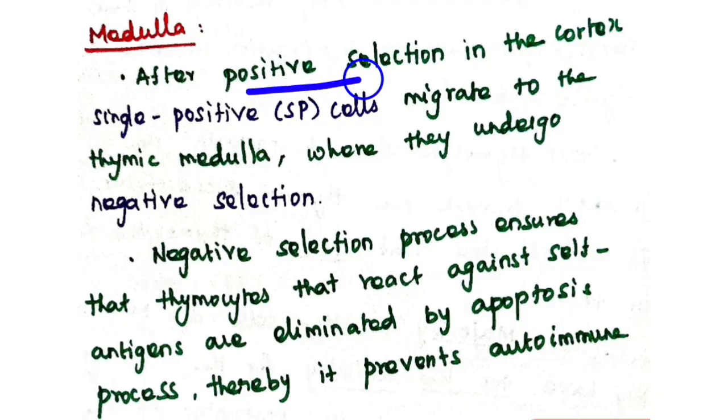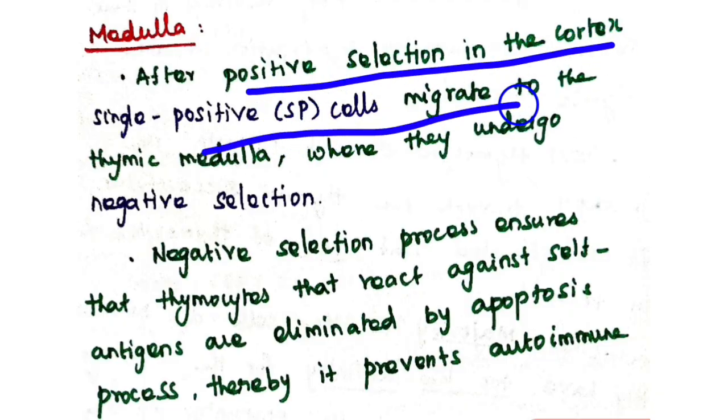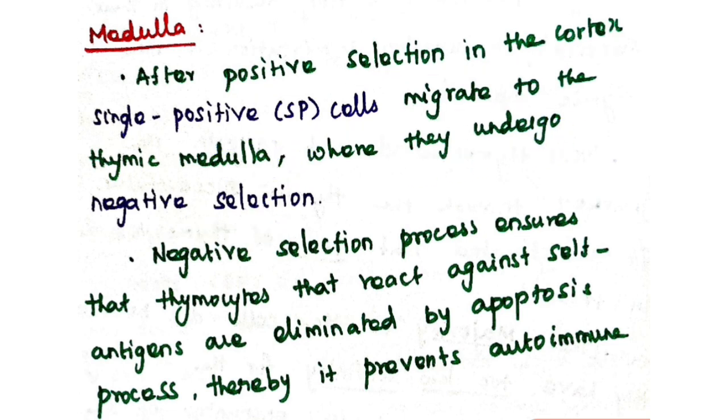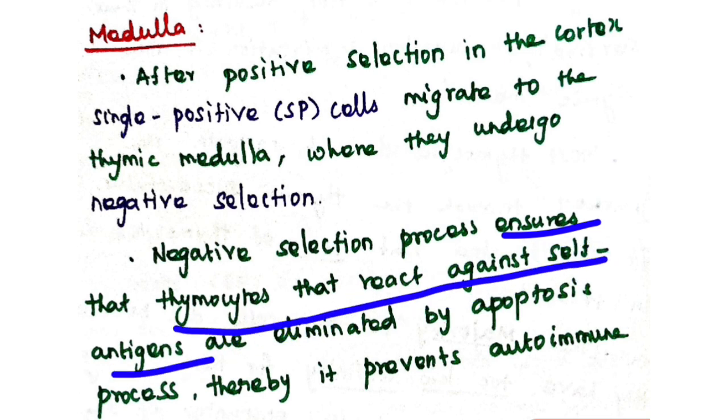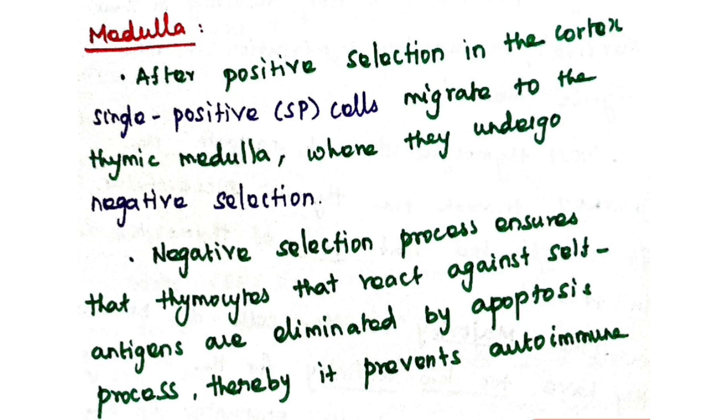After positive selection in the cortex, single positive cells migrate to the thymic medulla where they undergo negative selection. Positive selection takes place at the cortex and negative selection takes place at the medulla. The negative selection process ensures that thymocytes that react against self-antigens are eliminated by apoptosis. So in negative selection, the cells which react against self-antigens are eliminated, thereby we can prevent autoimmune diseases.